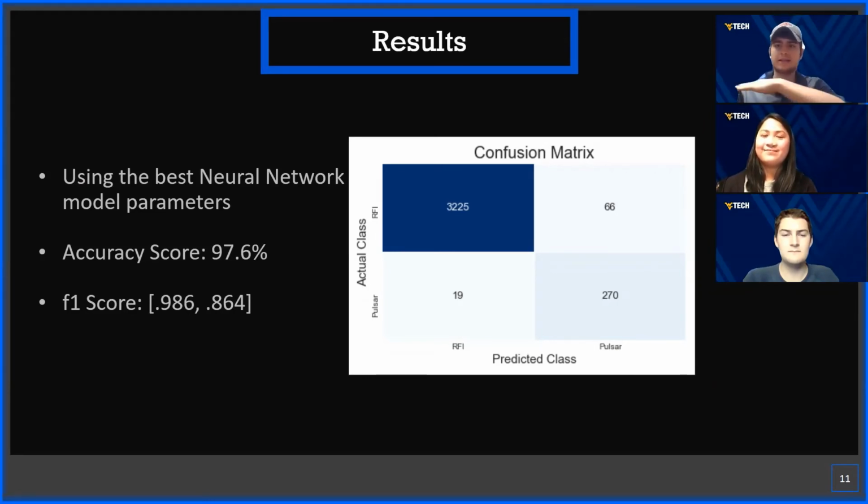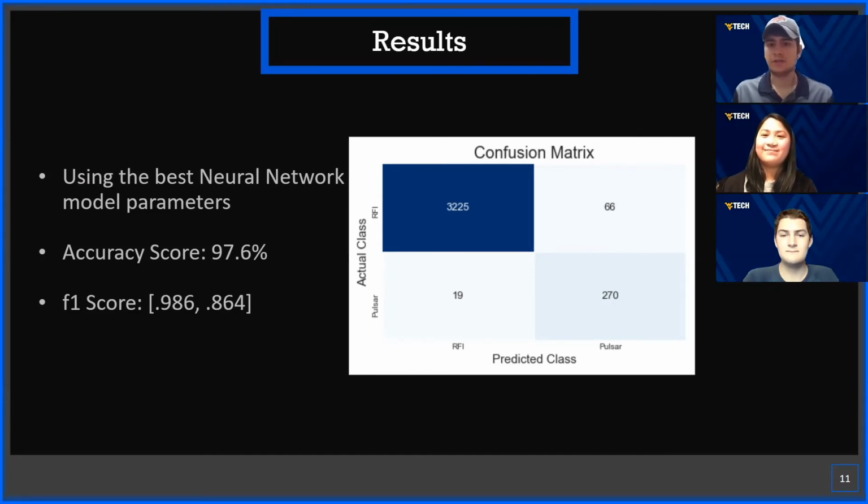If you look along the x-axis, we have what our model predicted, and on the y-axis is the actual class. For example, the top left is the block of data in which RFI was predicted and RFI was the actual class. If you look in the top right corner, the predicted class was Pulsar. So our model put out Pulsar, but it was actually RFI in our data set.